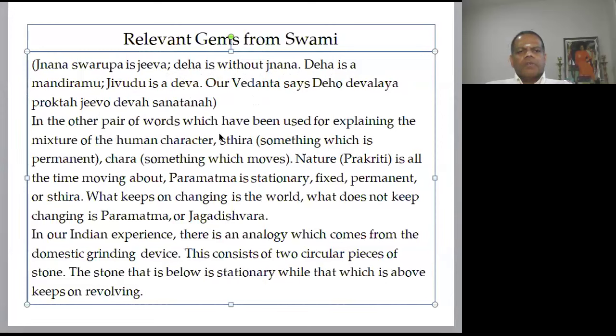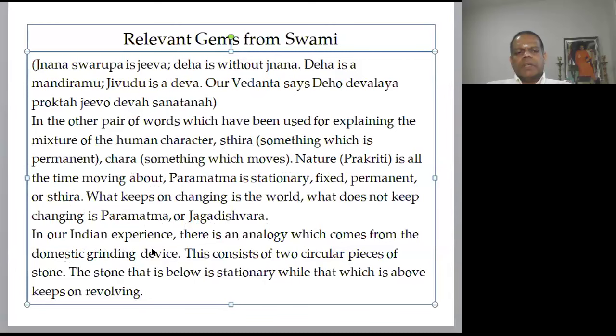In the other pair of words which have been used for explaining the mixture of human character, Sthira, something which is permanent, and Chara, something which moves, nature, Prakriti, is all the time moving about. Paramatma is stationary, fixed, and permanent, or Sthira. What keeps on changing is the world. What does not keep changing is Paramatma or Jagadishwara.